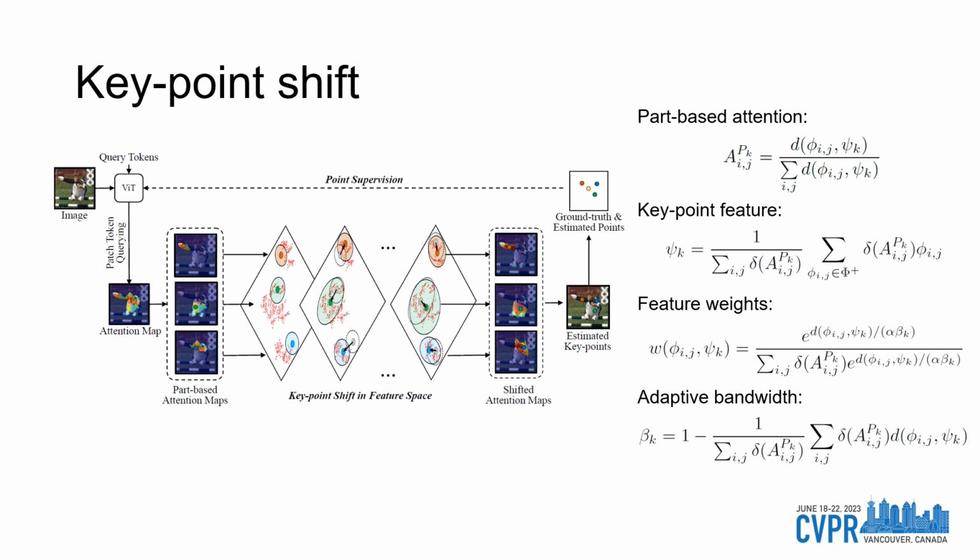By iteratively updating and refining the key points through the mean shift process, attention shift aims to enhance the accuracy and robustness of the part-based attention map. This enables the model to better capture fine-grained semantics and address the issue of semantic bias in instance segmentation.